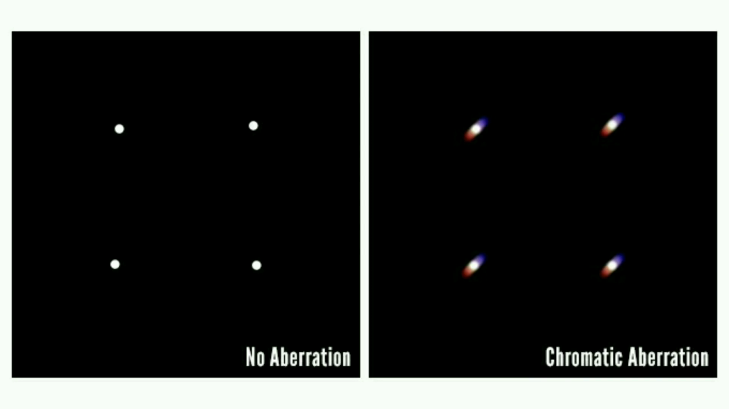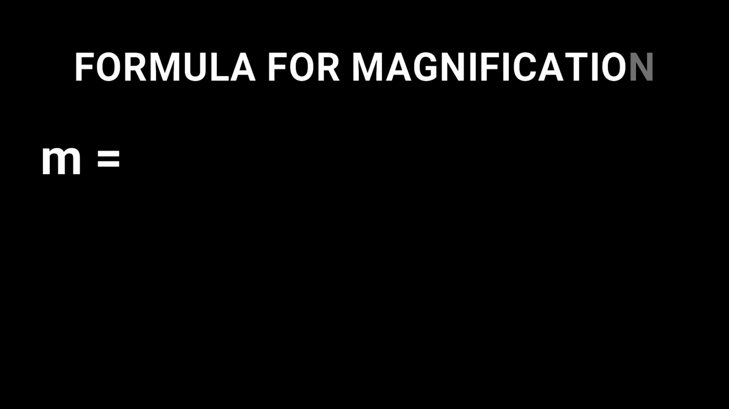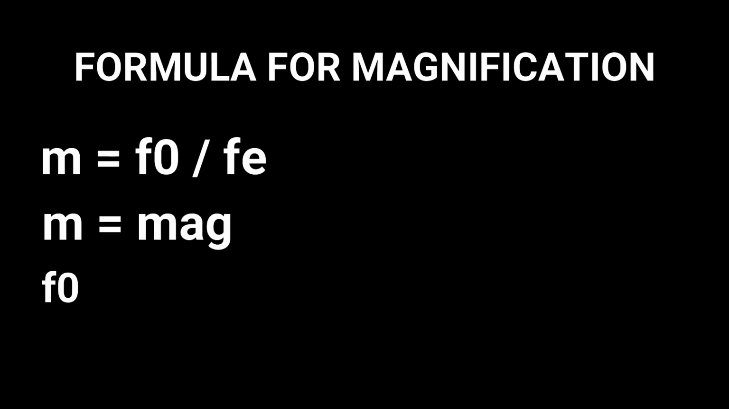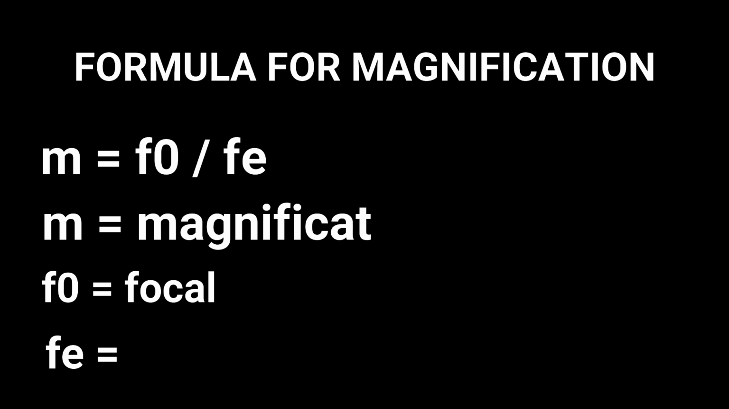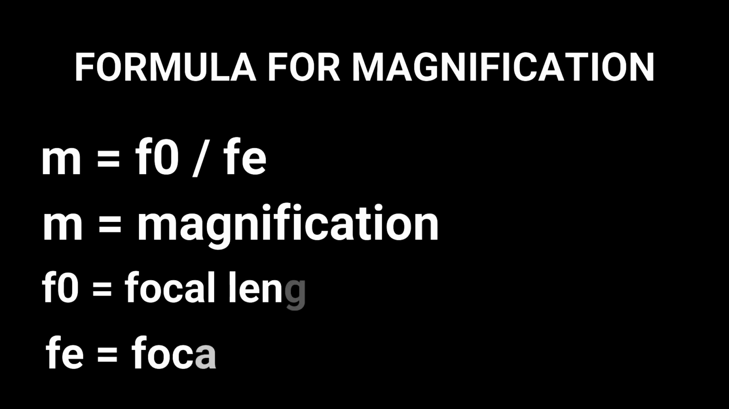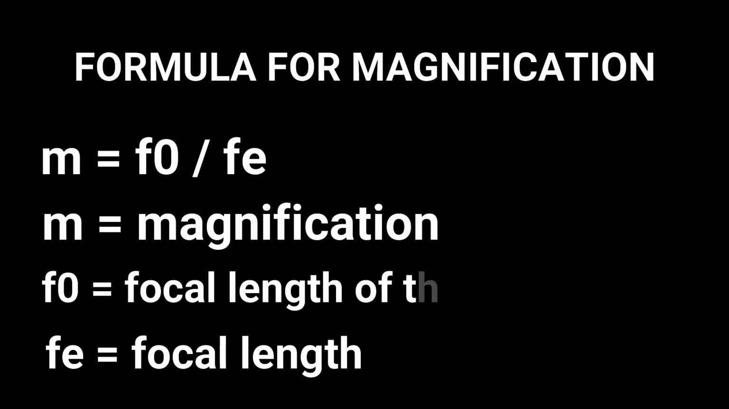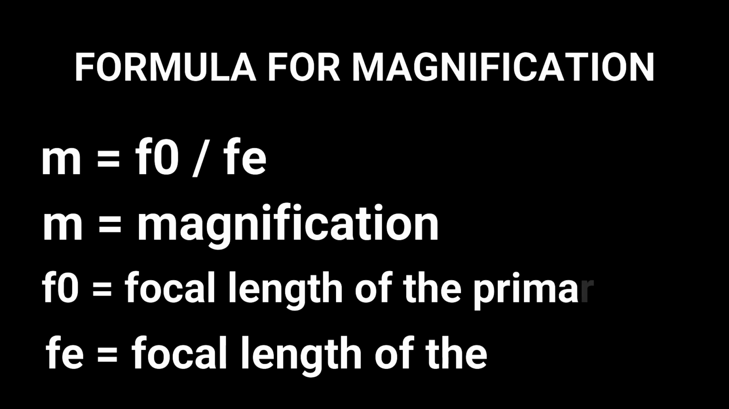The formula for magnification of this telescope is as follows. M equal to F naught divided by Fe. Here M stands for the magnification, F naught stands for the focal length of the primary lens, and Fe stands for the focal length of the eyepiece. Hence, if we want to magnify the image, either we have to decrease the focal length of the eyepiece or we have to increase the focal length of the lens.